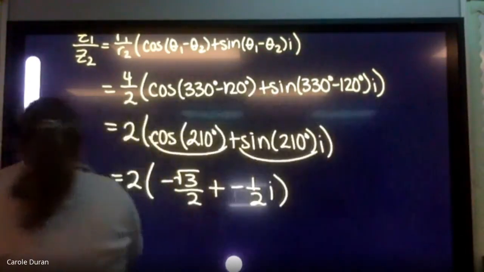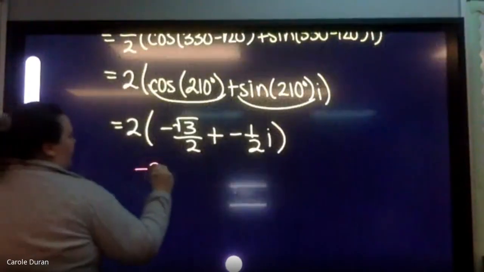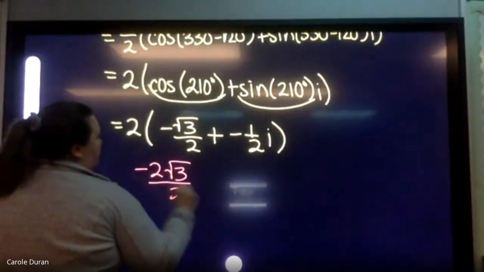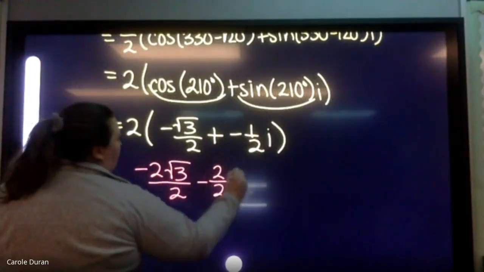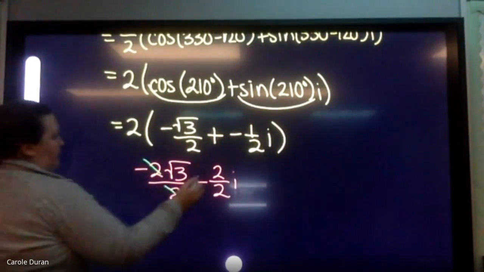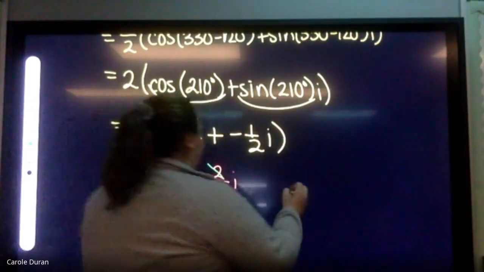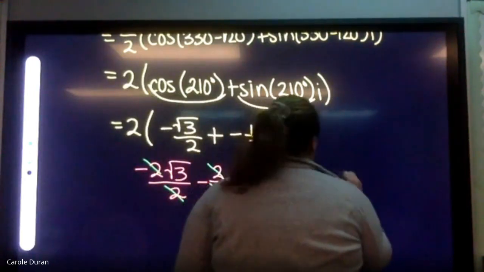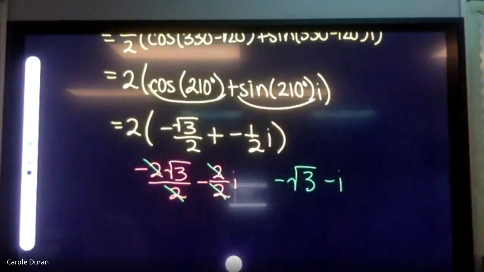So when I distribute the 2 in, I get negative 2 square root of 3 over 2 minus 2 over 2 i. Both of those reduce because the 2's will cancel on the top and the bottom. And I'm left with negative square root of 3 minus i. Again, that would be the same thing you would have gotten if you had FOILed out the complex numbers that we started with. Actually, this would not be FOILed, just kidding. If you had divided by rationalizing, this is the same thing you would have gotten.